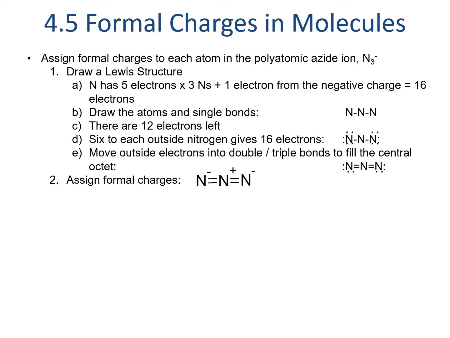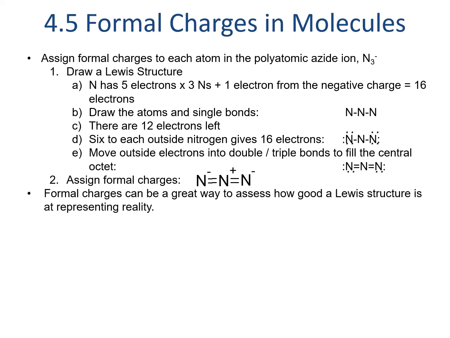When we assign formal charges, we notice that the nitrogen on the left has 4 electrons that are not bound, and we get 2 electrons from the double bonds, 1 from each bond. And so we take 5 minus 6 and we end up with a negative 1. The nitrogen in the center has 1 electron from each of the 4 bonds, and so we take 5 minus 4 and we end up with a positive 1. And the nitrogen on the right is exactly the same as the nitrogen on the left.